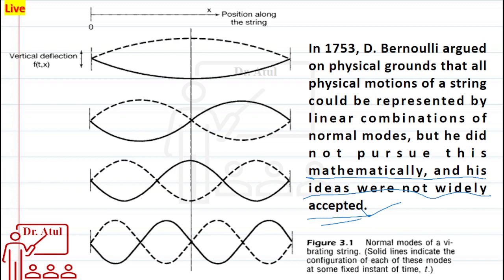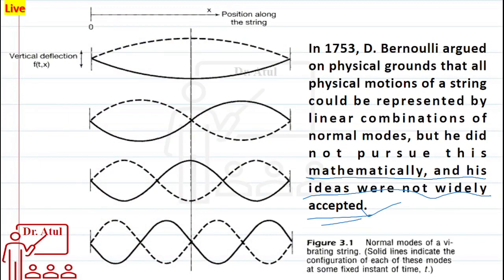Later on, a very famous person, Fourier, came, and Fourier had given the idea. He was working on the heat transfer problem, and he had represented the signals by using the sinusoids. He had given complete mathematical expressions for that.